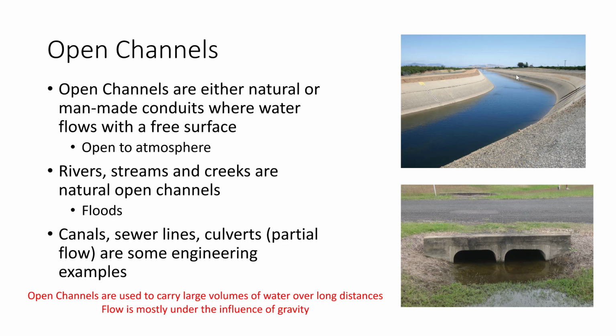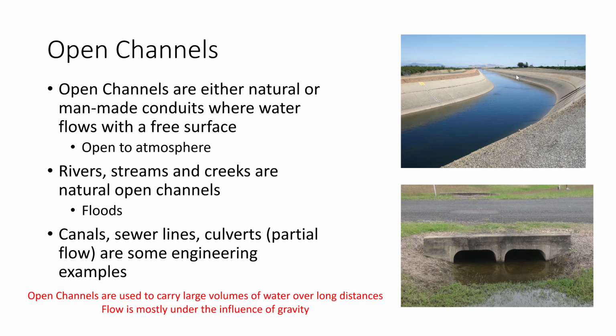So we have rivers, streams, creeks. These are all natural open channels, and clearly, when we are interested in flow of water through them, particularly floods, we are interested in knowing how fast the water would move or how much water would move through these channels. In addition, civil engineers also build open channels to convey water. So we have canals, sewer lines, and partially flowing culverts as some examples of open channels or structures that act as open channels.